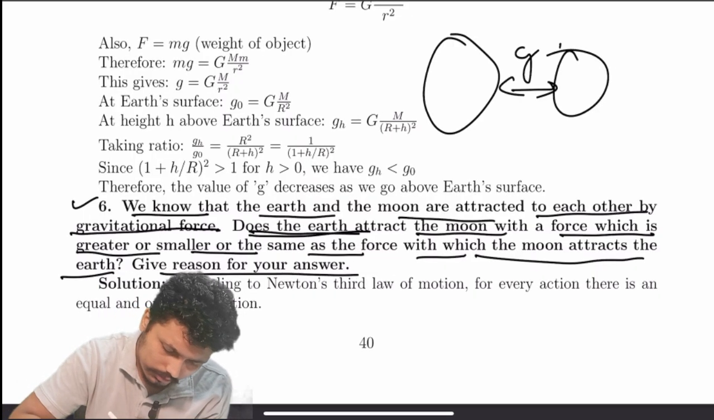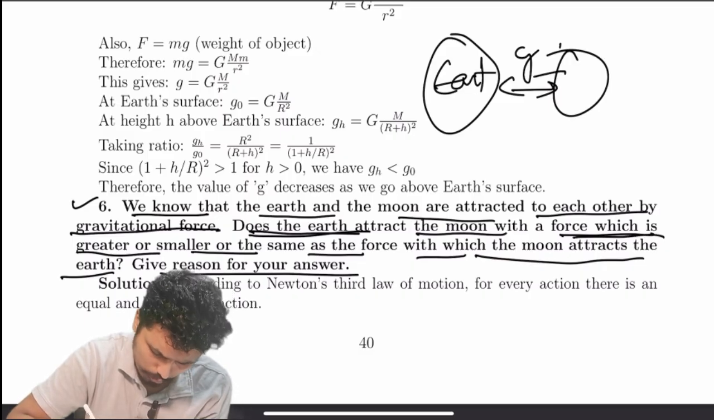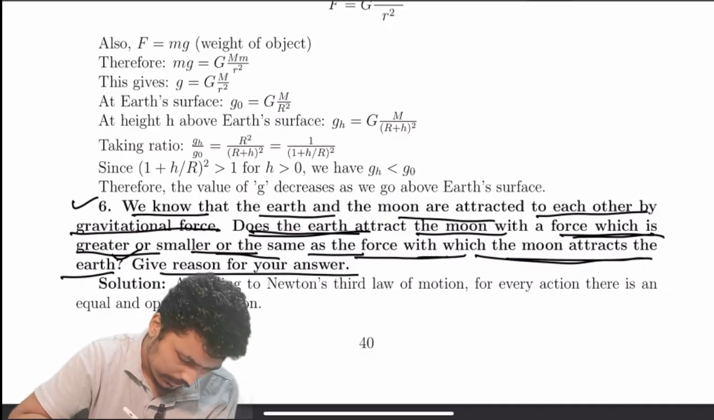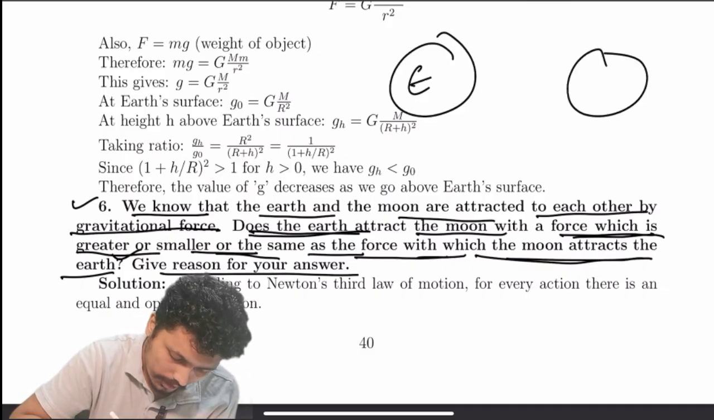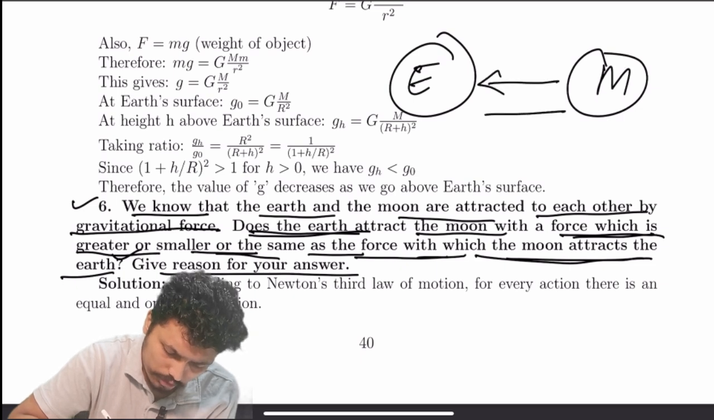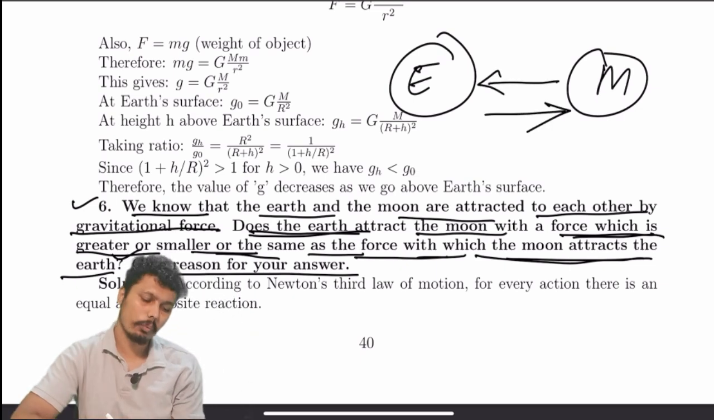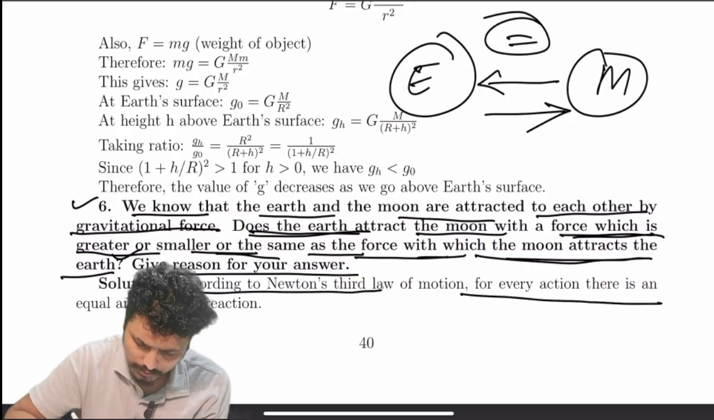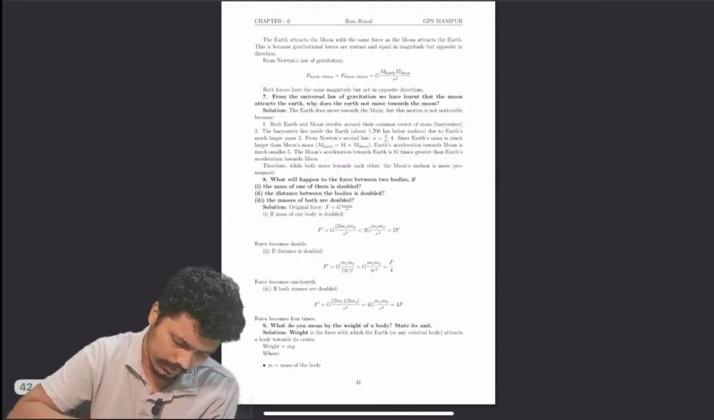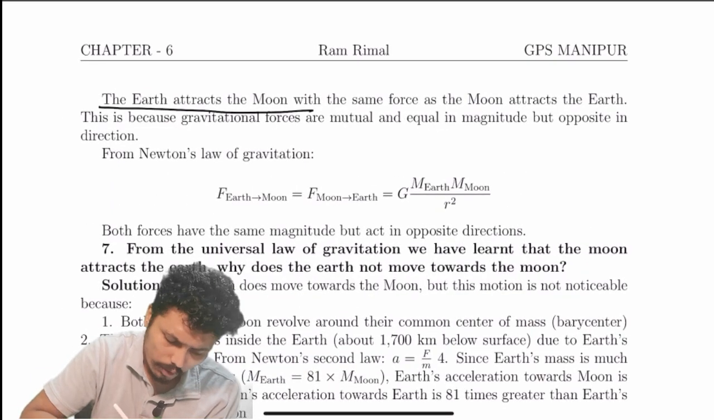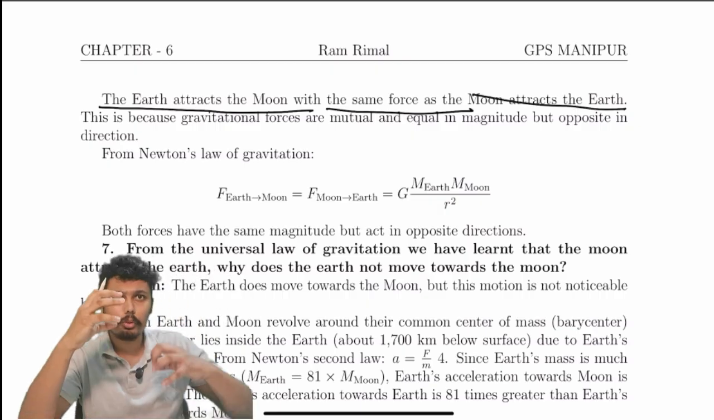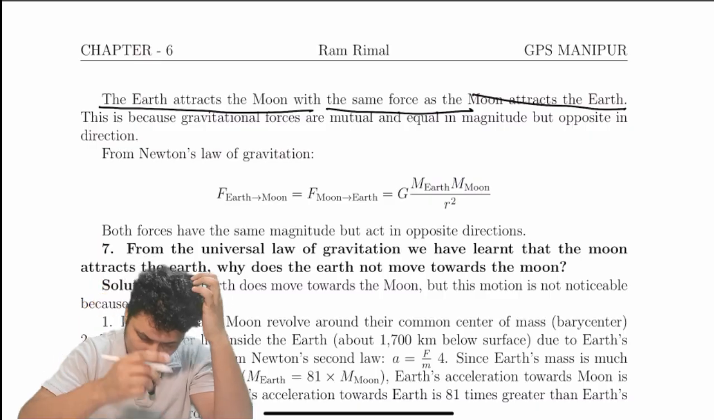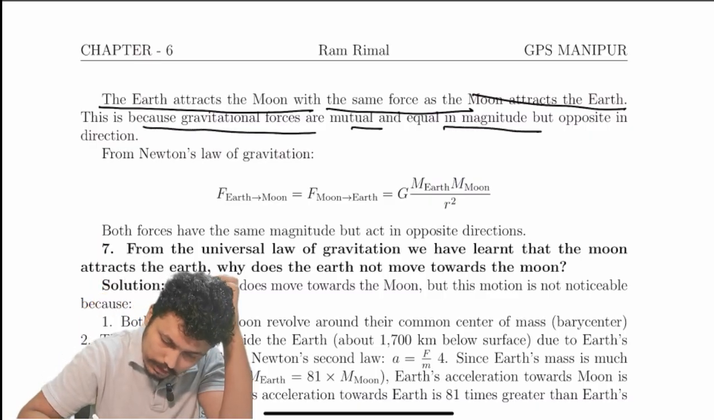Does the Earth attract the moon with a force which is greater, smaller or the same as the force with which the moon attracts the Earth? If this is Earth and this is moon, Earth is attracting the moon and the moon is also attracting the Earth. Will these two forces be equal or different? According to Newton's third law of motion, for every action there is an equal and opposite reaction. The Earth attracts the moon with the same force as the moon attracts the Earth. This is because gravitational forces are mutual and equal in magnitude but opposite in direction.